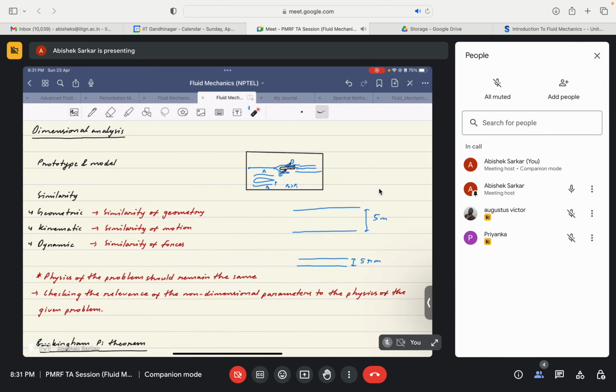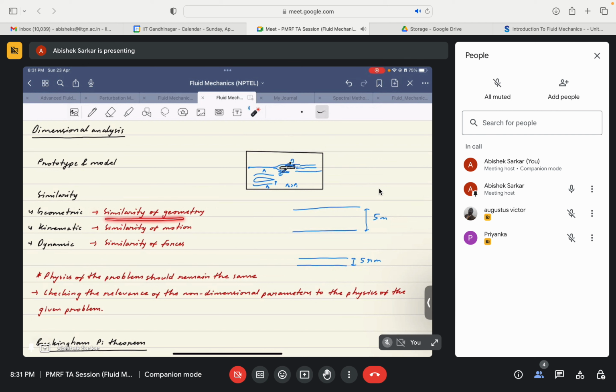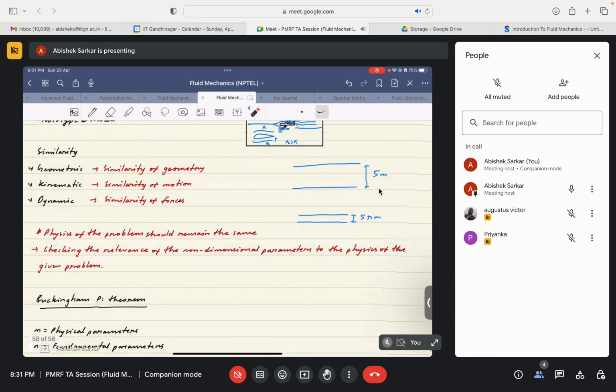So that's why, if we are considering similarity, it is very essential that we consider all the three similarities, that is geometric similarity, that is similarity of geometry, kinematic similarity, that is similarity of the motion, and that will happen because of the similarity of the geometry. It is one of the precursors that the similarity of geometry is satisfied to have a kinematic similarity. And finally, the dynamic similarity, that is the similarity of forces. So that's why it is important.